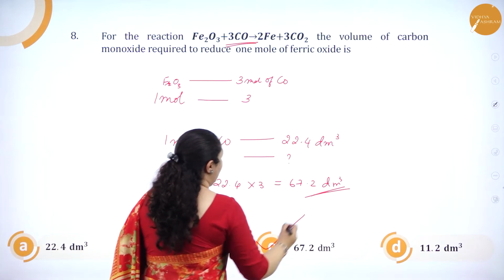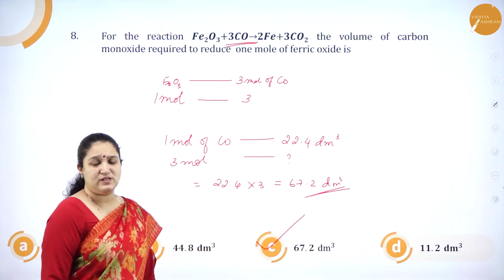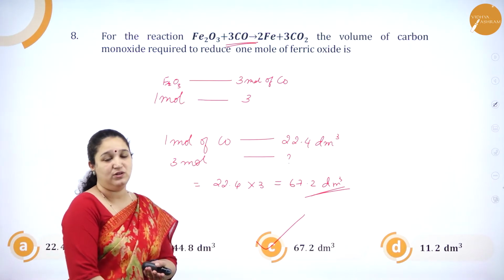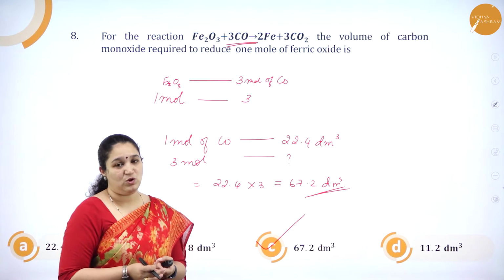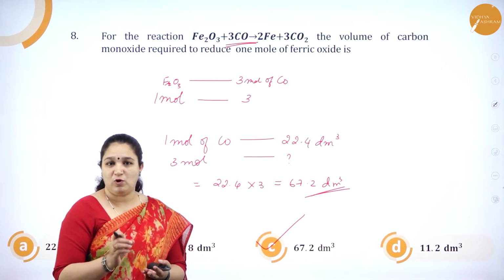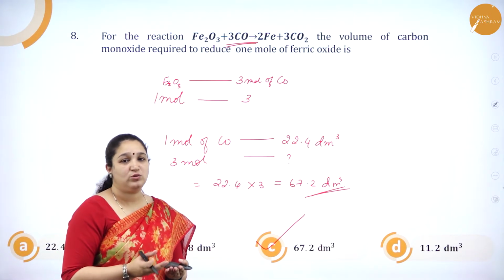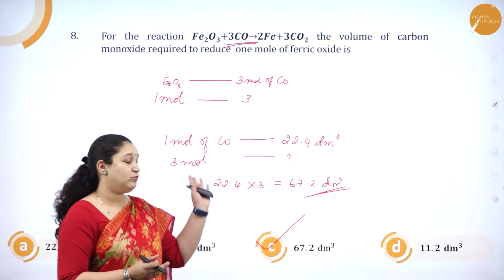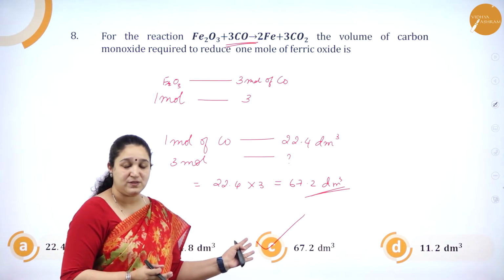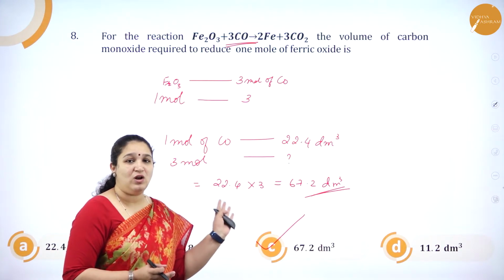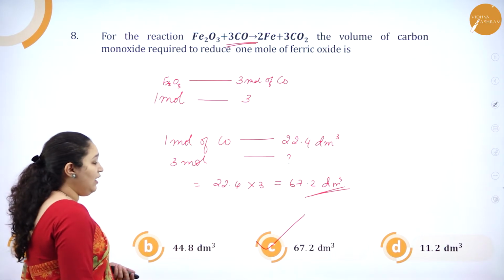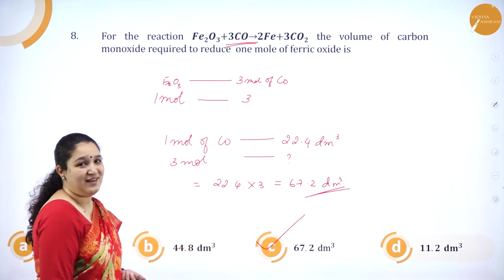Now you might think that it's not necessary that I write all of this. Yes, I can do this calculation mentally. I just have to look into the equation. 1 mole requires 3 moles of carbon monoxide. 1 mole of carbon monoxide occupies 22.4 dm cube. So 22.4 into 3 is 67.2. I don't have to write. No one is asking us to write. You have to pick the correct answer in your competitives. But I am explaining how to do it. That's why I am writing all these steps. So answer C is the correct one.